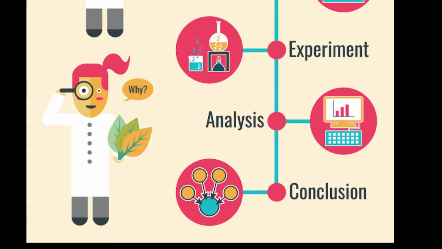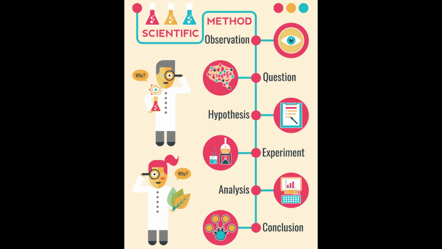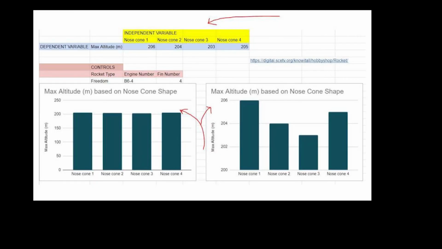Once we conducted our experiment, we moved on to the next step in the process, which is analysis. We created a bar graph that showed our results. We also learned that placing our data in the form of a graph makes it easier to understand and identify possible patterns in the data.